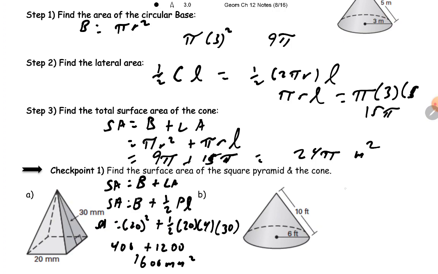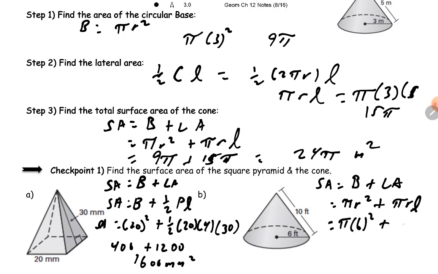Surface area of a cone is area of the base plus the lateral area, which in this case, area of the base is a circle, so pi r squared plus pi r L. So I'll have pi times 6 squared plus 6 pi times 10. So this is 36 pi plus 60 pi, so 96 pi square feet.